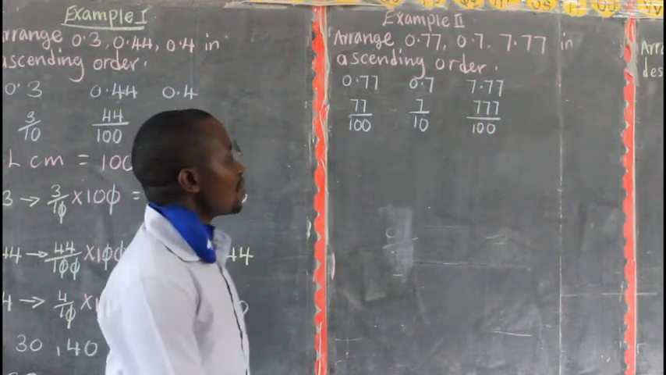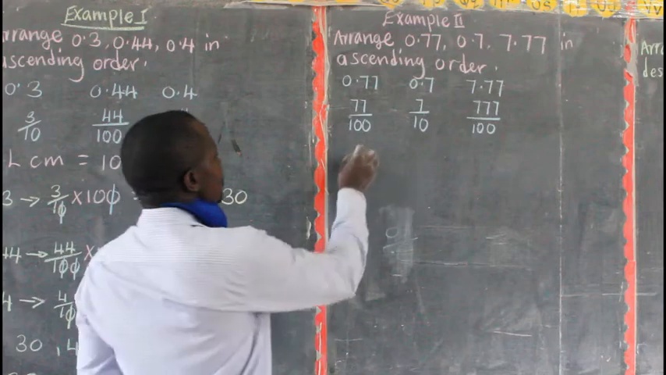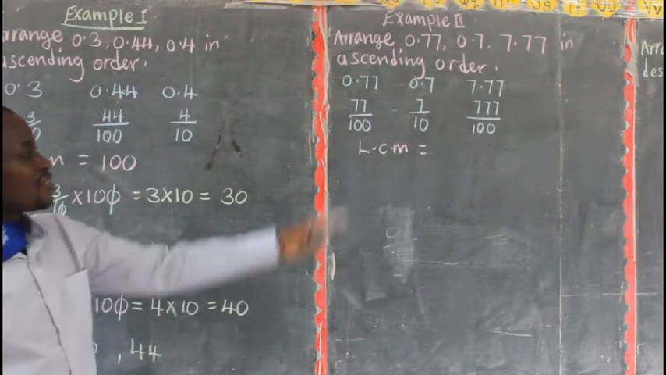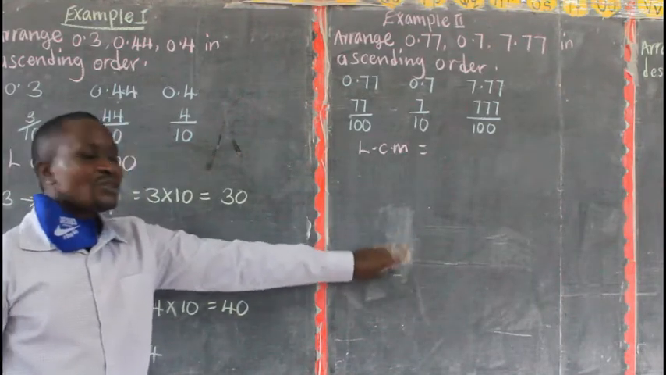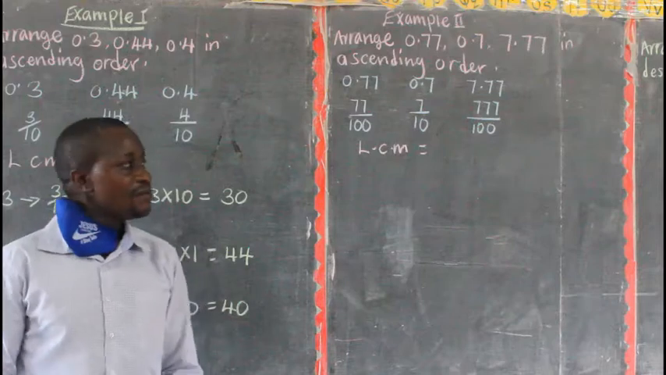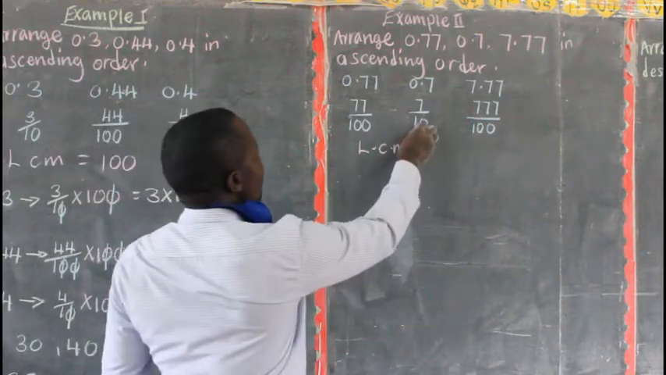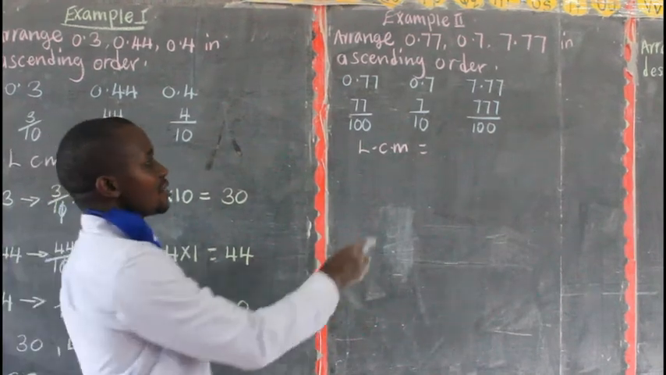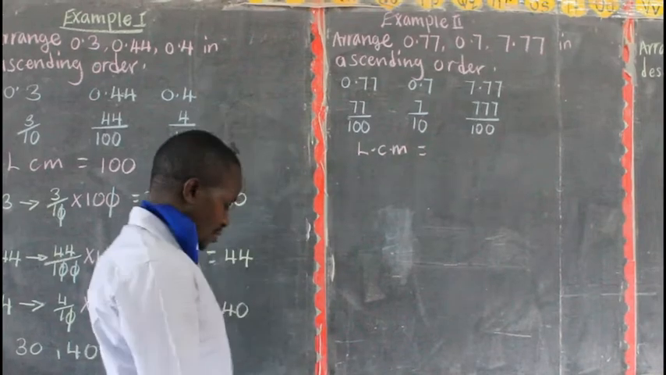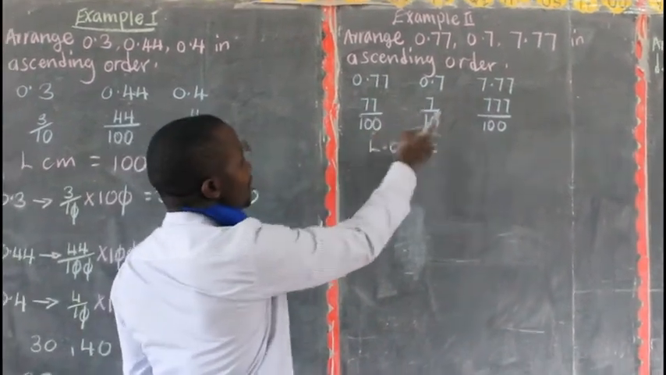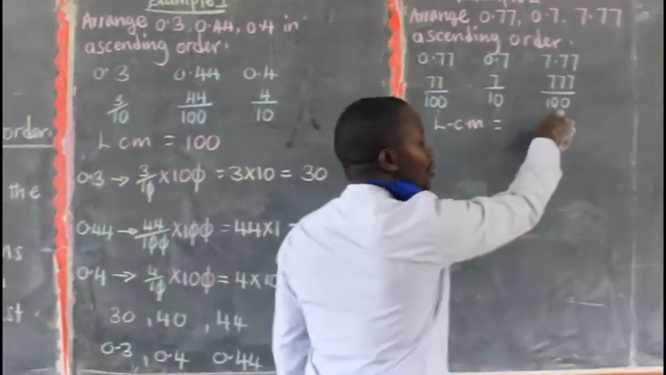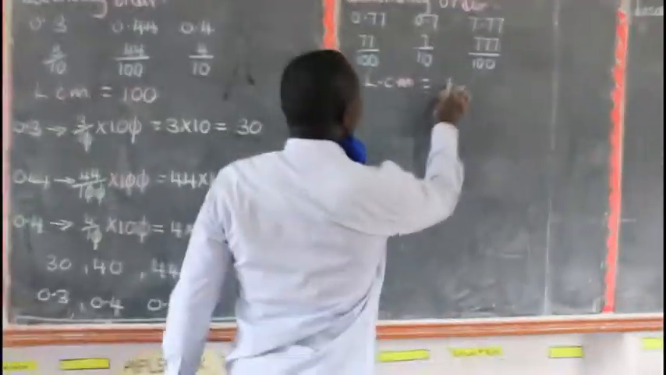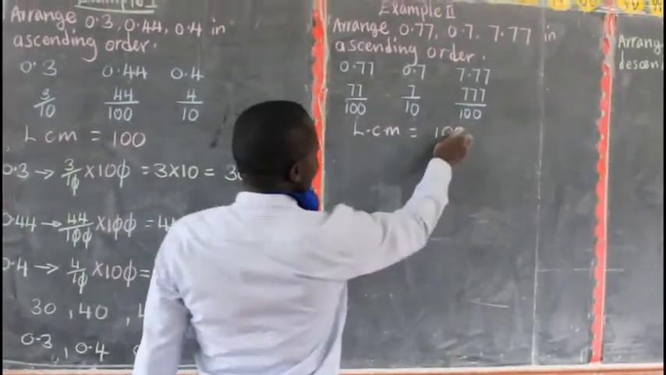Clear? So after that, now you look for the LCM. I said that here, to look for the lowest common multiple, we are not going to use the other method of getting the LCM, but since the numbers are ending with zeros, we look at the highest. The biggest here becomes the LCM. Now here we have 100, here 10, then here 100. The highest here, there are 2, 100 and 100. So this one becomes the LCM.